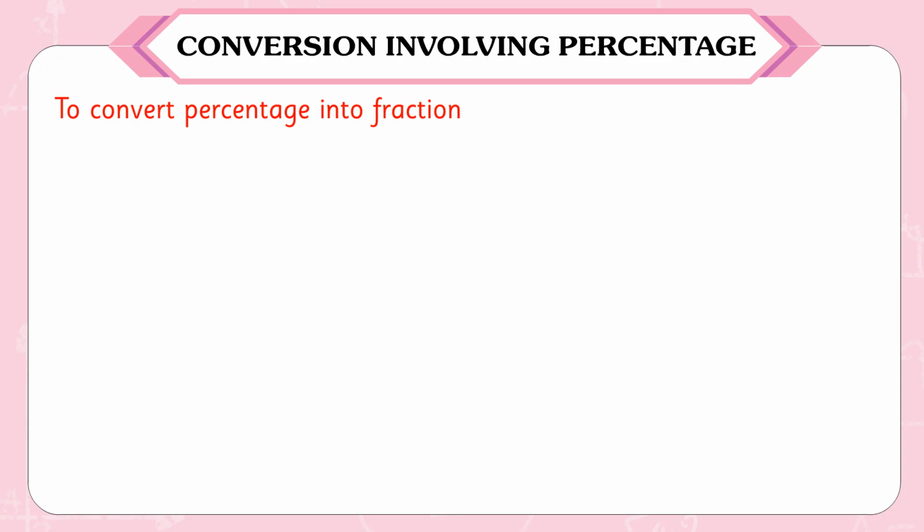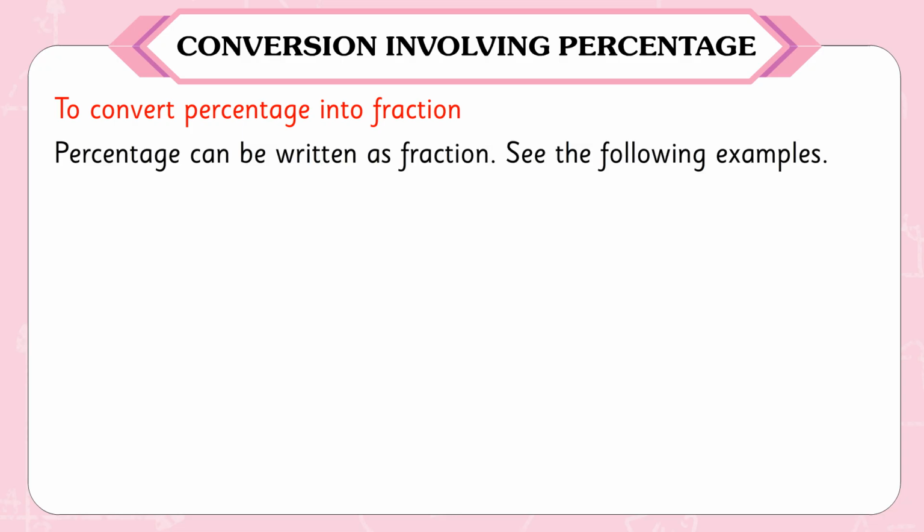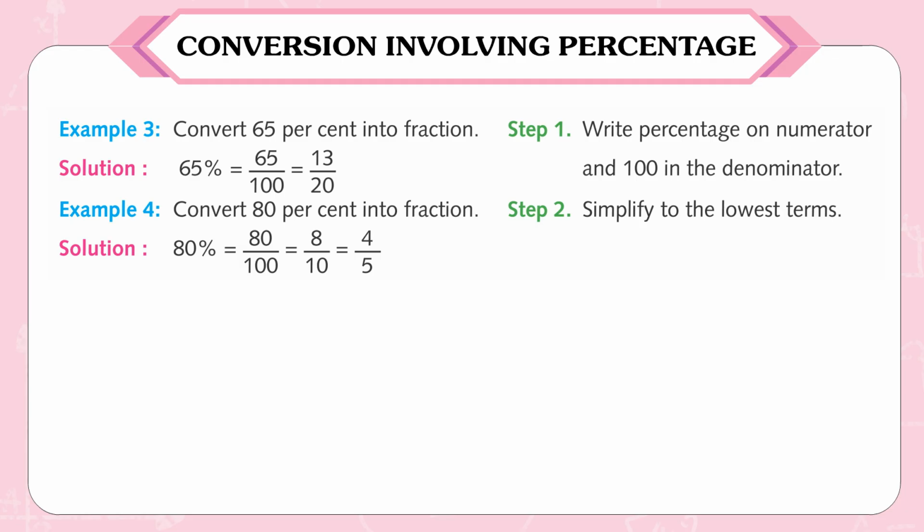To convert percentage into fraction, the percentage can be written as a fraction. See the following examples. Example 3. Convert 65% into fraction. 65 upon 100 is equal to 13 upon 20. Step 1. Write the percentage in the numerator and 100 in the denominator. Step 2. Simplify to the lowest terms. Example 4. Convert 80% into fraction. Solution: 80% is equal to 80 upon 100 is equal to 8 upon 10 is equal to 4 by 5.